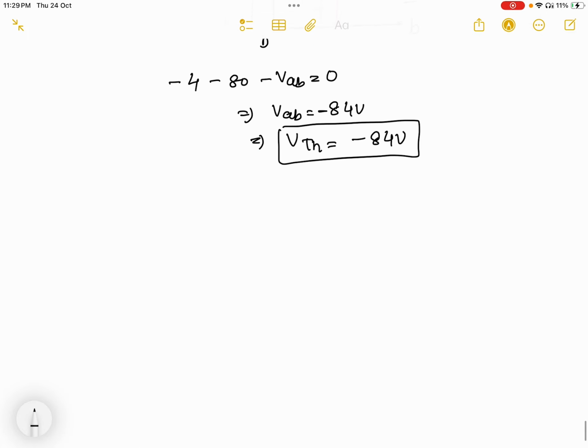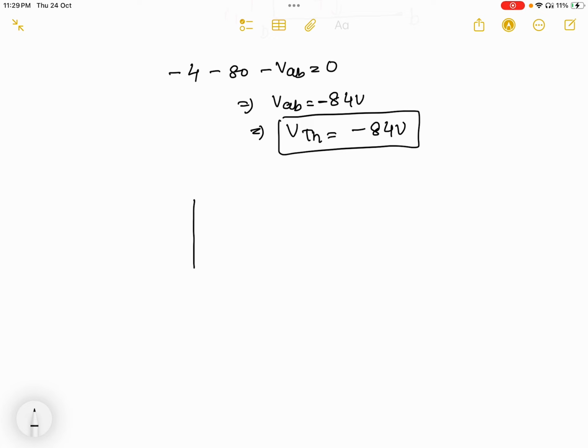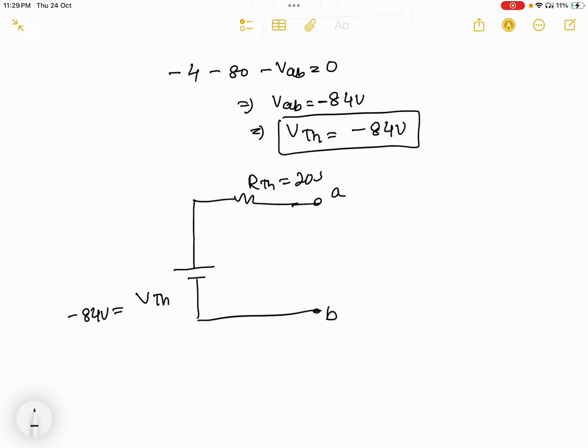Okay. So now I will redraw the circuit. So I will write down here, this is your V Thevenin, this will be your R Thevenin, and this terminal is A, this terminal is B. I will write down here V Thevenin equal to minus 84 volt, R Thevenin equal to 20 ohm. I can write down in this manner, or I can do like this. I can put the battery source in the reverse order. I can write down this is plus 84 volt, and this is your resistance 20 ohm, and this terminal is A, this terminal is B. So both the answers are correct.